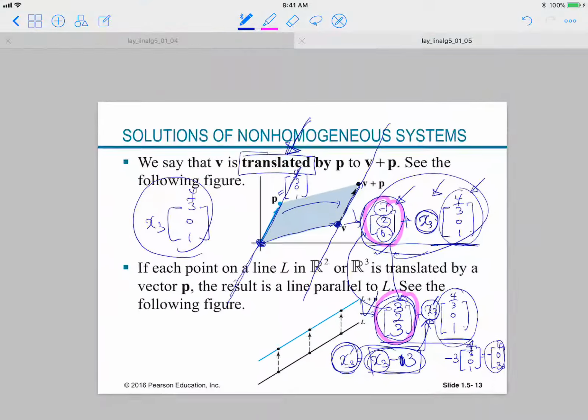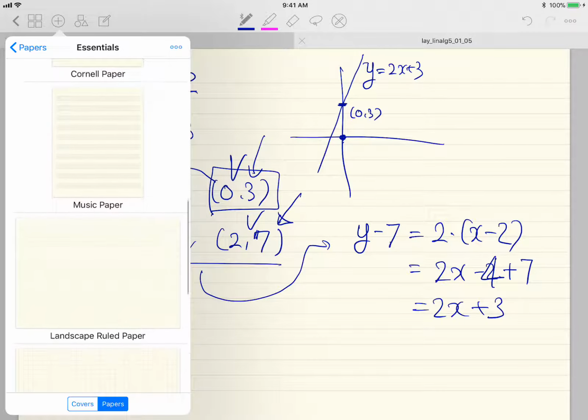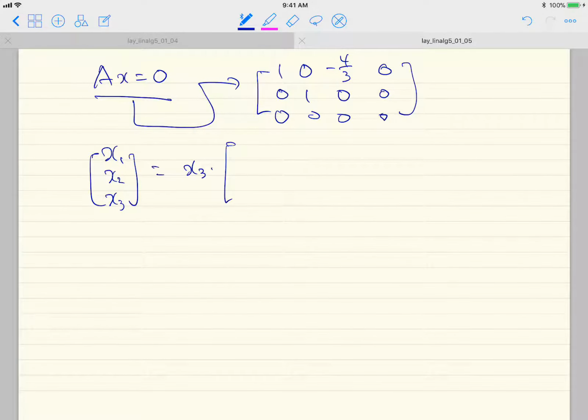Okay, so here in this case, the previous exam question was something like this. So in our homogeneous linear system, suppose we had 1, 0, 4 over 3, and 0, 1, 0, and 0, 0, 0. So this is the exact same example that we saw. Okay, and in this case, we know that x1, x2, x3 is x3 times 4 over 3, 0, and 1. So this was our solution.